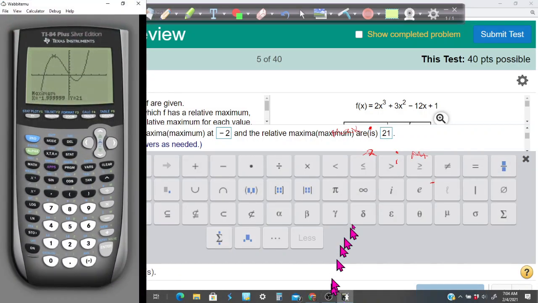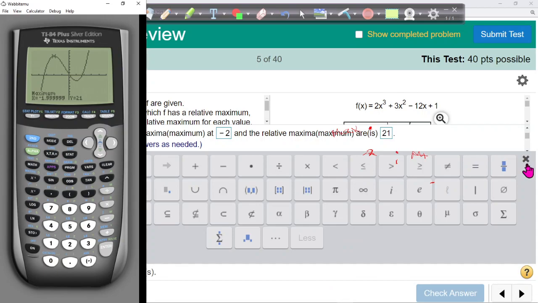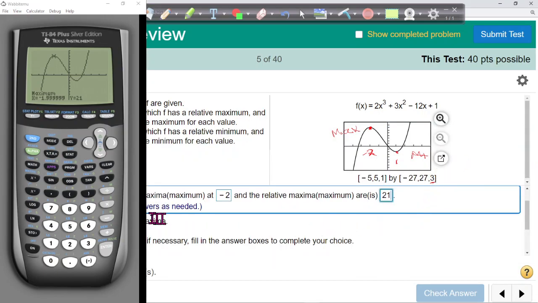Surprised this thing's supposed to stay there. Okay, oh, I put it down. That's right. Okay, so far so good.